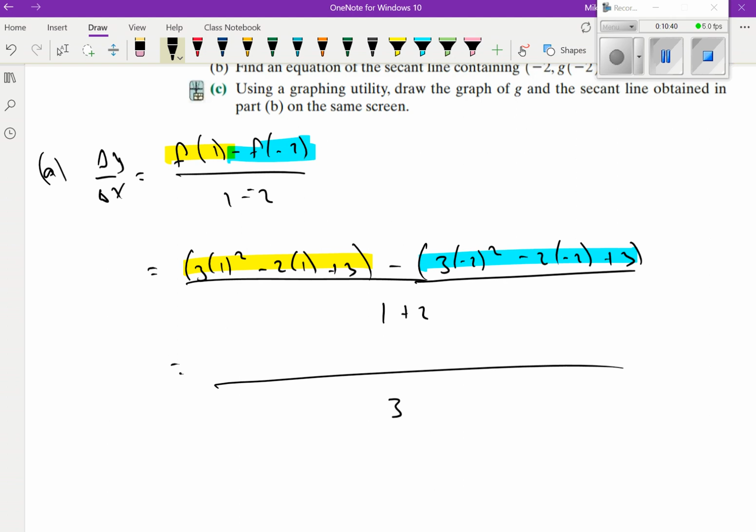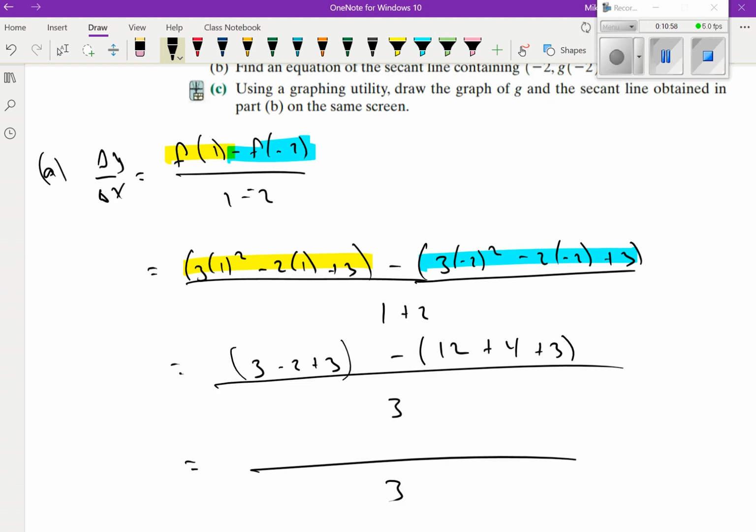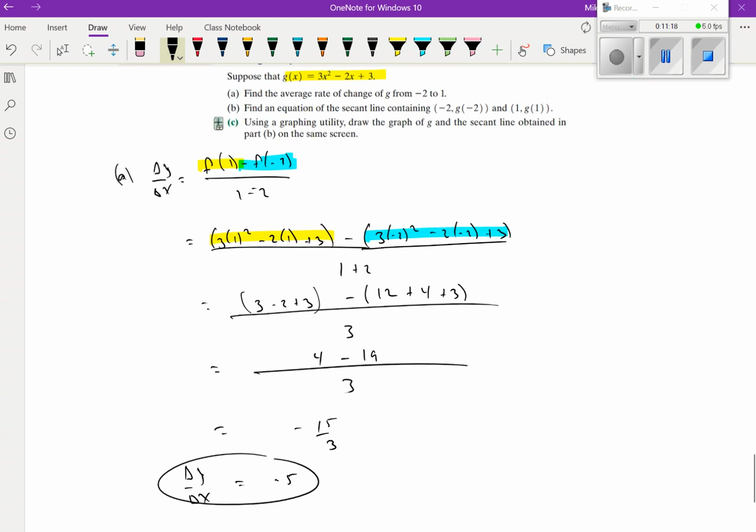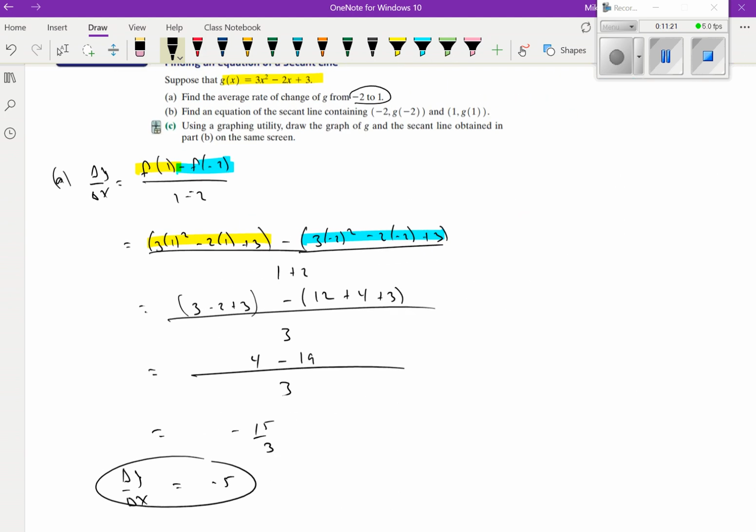So 3 times 1 is 3. And I got minus 2 plus 3. I got minus, let's see, the square of negative 2 is 4 times 3 is 12. Got a double negative, so that's going to be a plus 4, and then plus 3. So again, finishing with order of operations, 3 plus 3 is 6, minus 2 is 4. Minus, let's see, 12 and 4 is 16, and 3 is 19. So we have negative 15 over 3, which ends up being negative 5. So the rate of change between the x values from negative 2 to 1 is negative 5.